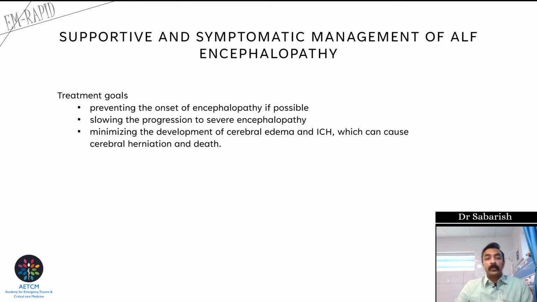So moving on with the supportive and symptomatic management of ALF, the first issue to deal with will be hepatic encephalopathy. The treatment goals with regards to hepatic encephalopathy are preventing the onset of hepatic encephalopathy itself, slowing the progression and minimizing the development of cerebral edema and intracranial hypertension, which in turn could lead to cerebral herniation and death.